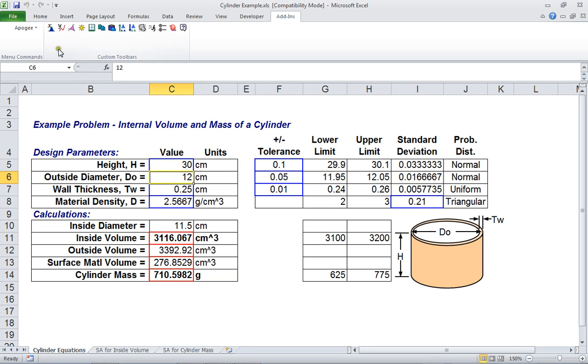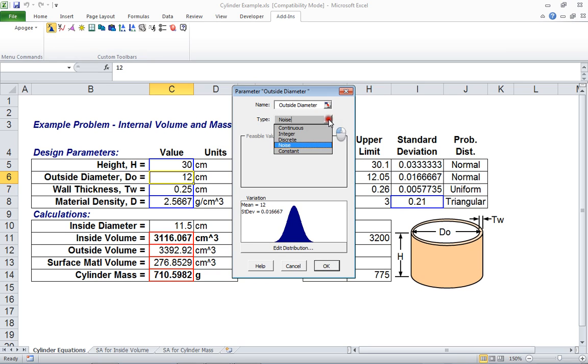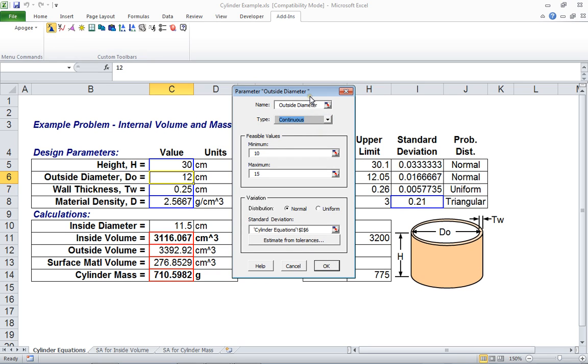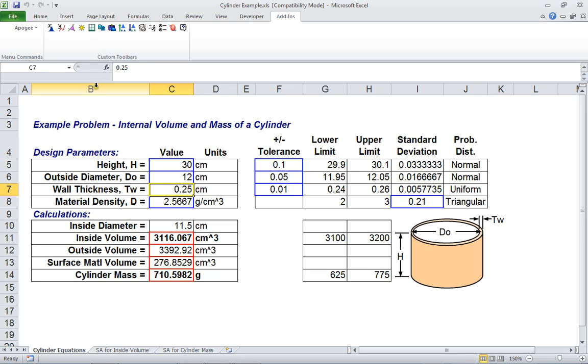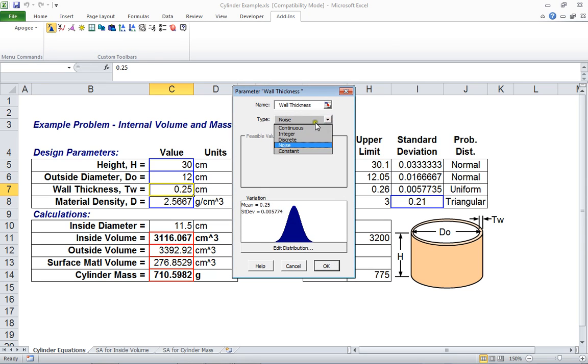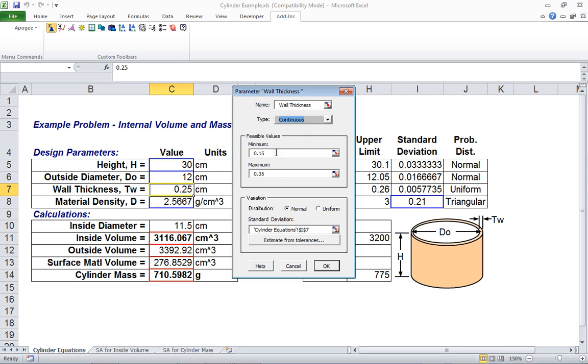For the outside diameter, let's go set this as a continuous parameter with a minimum of 10, a maximum of 15, and with a standard deviation that's in cell I6. So one thing you will notice is that for this setup, I have included cell references to define conditions rather than just putting in nominal values in each one of these fields. For the wall thickness, we will make this a continuous parameter with a thickness minimum of 0.15 up to a maximum of 0.35 with its uncertainty in cell I7.